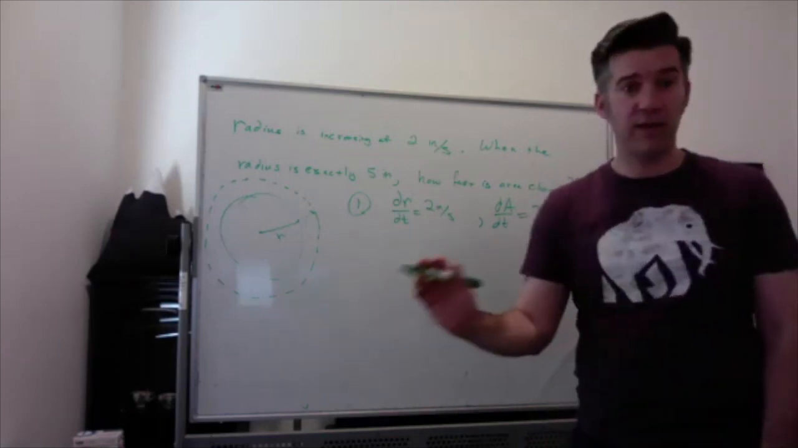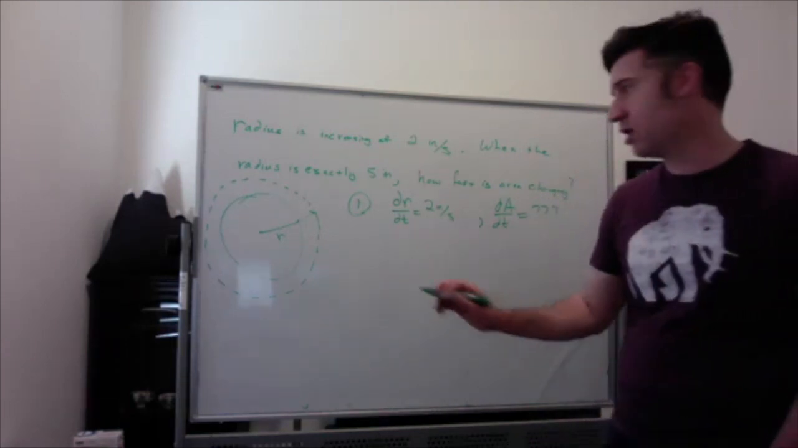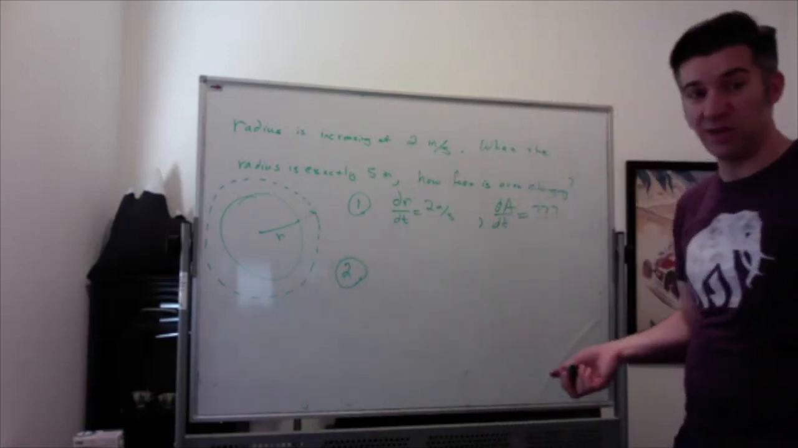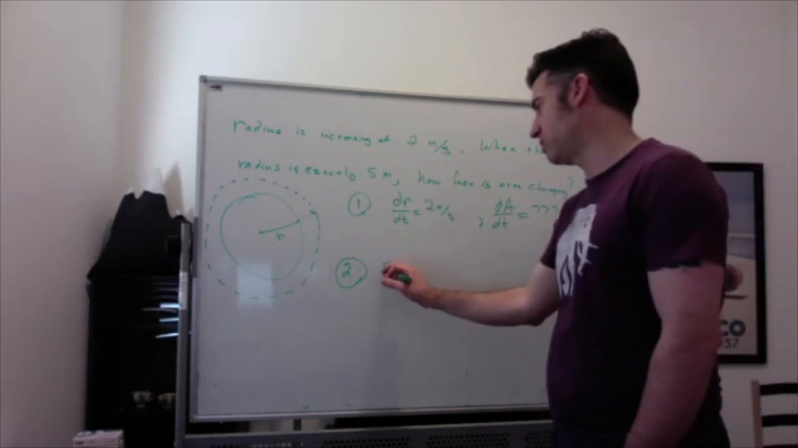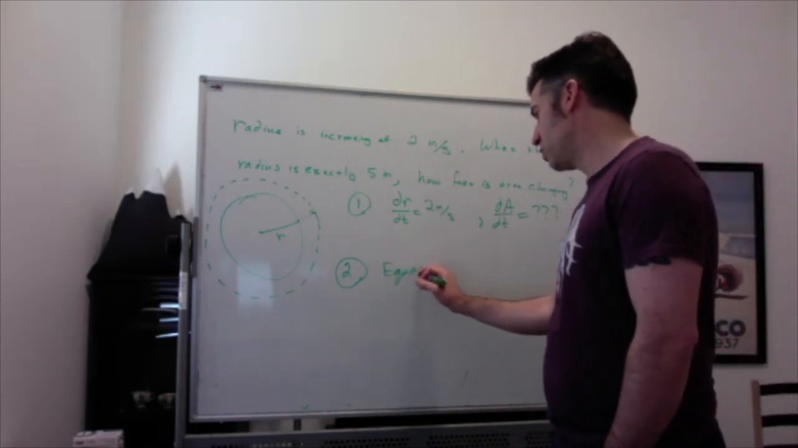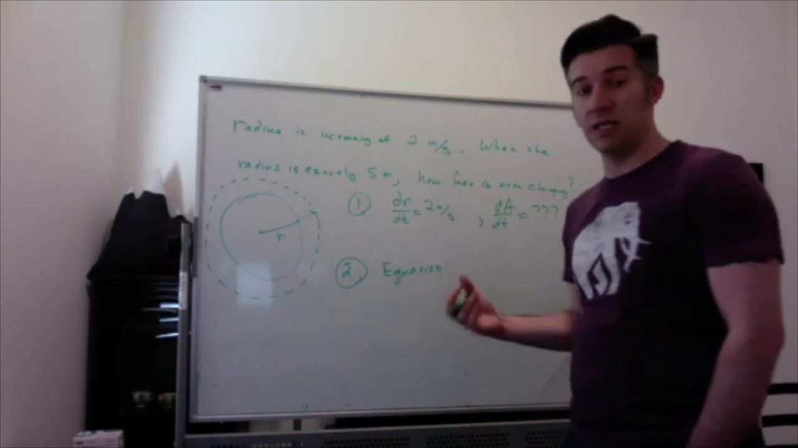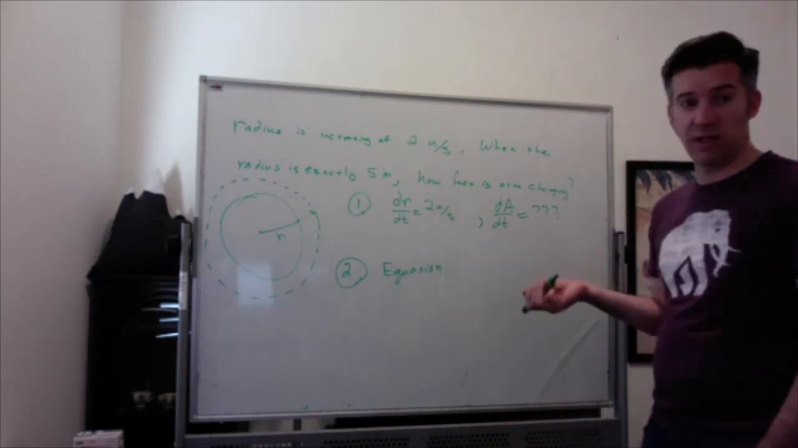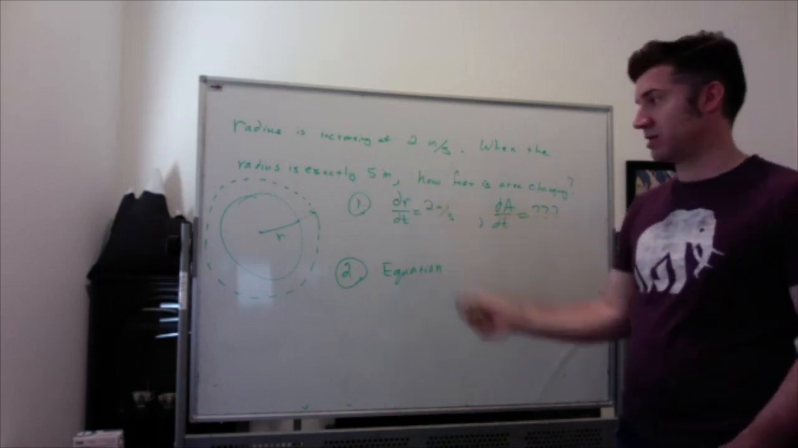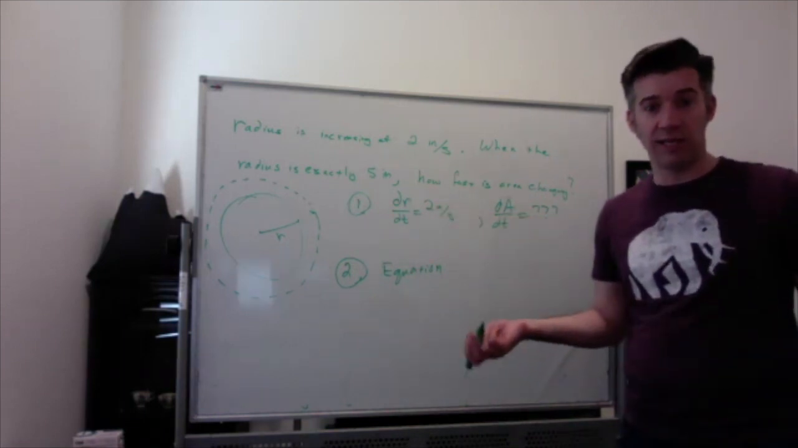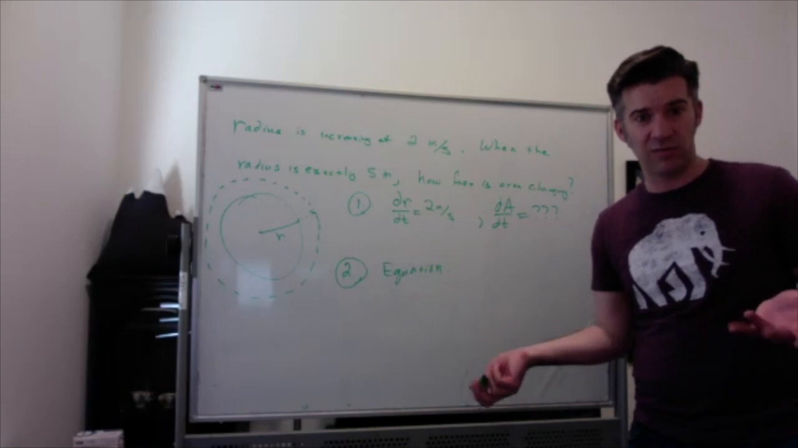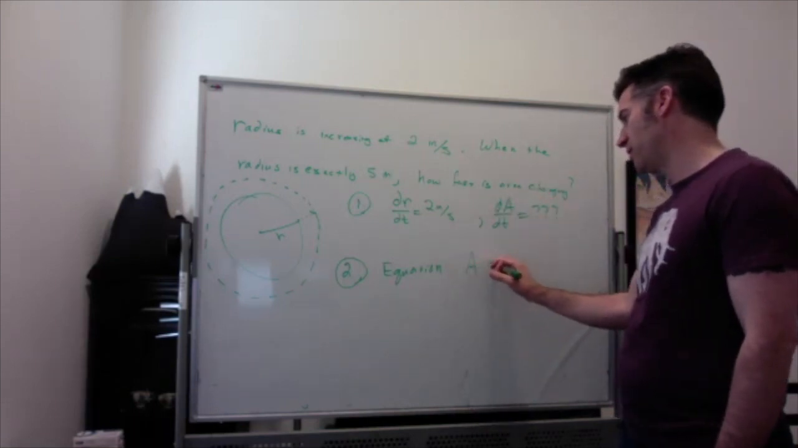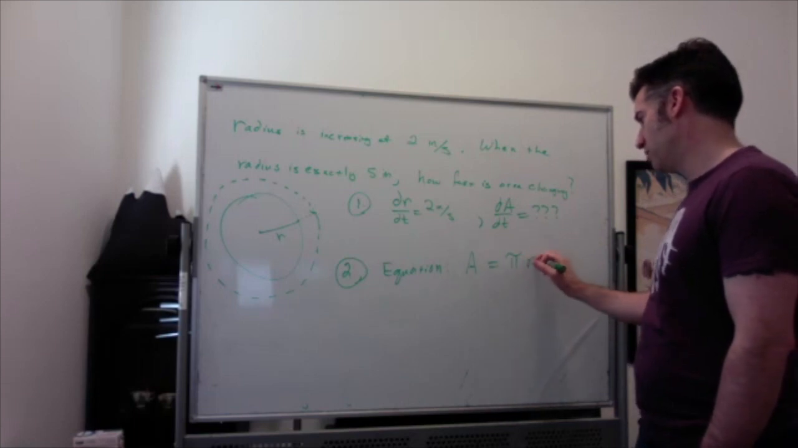Okay, so after you've identified the things that are changing, you typically want to find an equation that relates them. And I should be a little more specific. You want to find an equation that relates the non-time variables. In this case, the things that we're looking at are the area and the radius. Do we know an equation that relates the area of a circle to the radius of the circle? Of course we do. It's very well known. The equation is that the area is equal to pi times the radius squared.